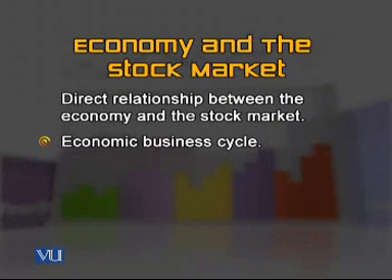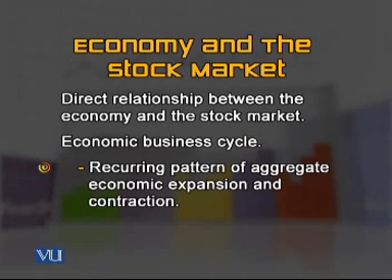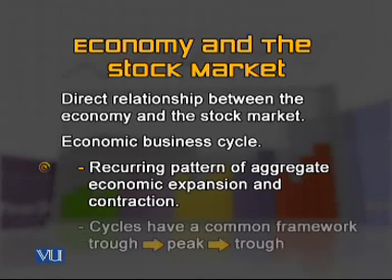And then we have the economic business cycle, in which we must understand what the recurring patterns are of the aggregate economic expansion and contraction. All business cycles expand and contract, but we must look at the recurring pattern. So, all cycles have peaks and troughs, peaks and troughs. This is a common framework. So, you'll have peaks in economies, and then you'll have valleys in economies with the troughs at the bottom, peaks at the top, and a valley in between. And that's how business cycles move.